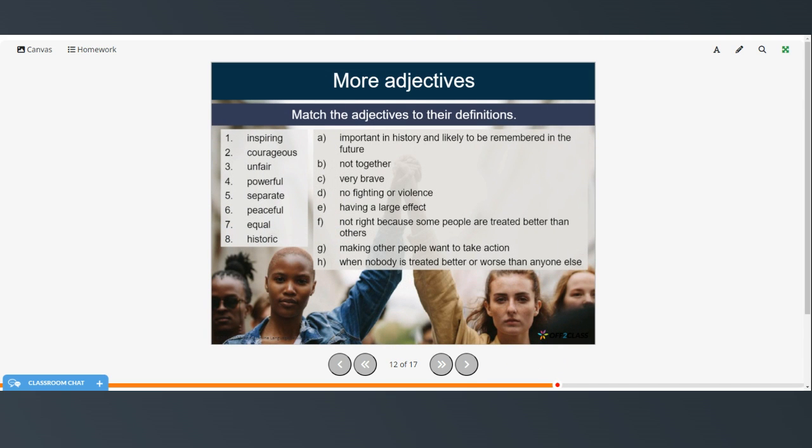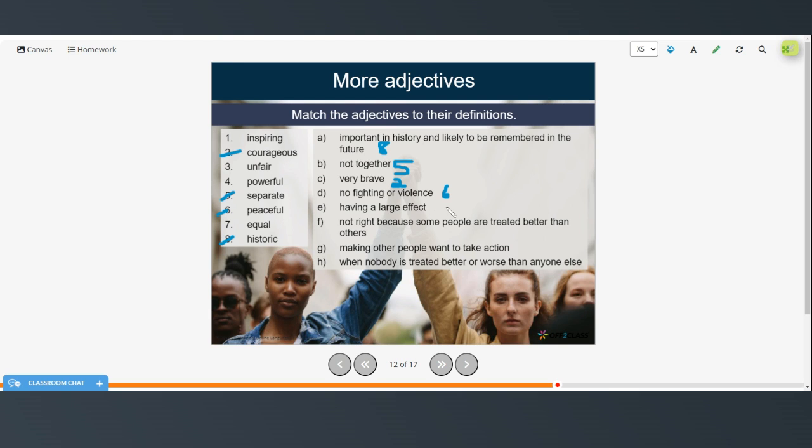All right, now we'll look at some additional definitions. So again, you can pause the video, try these on your own, and then restart when you're ready to check your answers. Okay, so important in history and likely to be remembered in the future, that would be number 8, historic. Not together would be number 5, separate. Very brave is number 2, courageous. No fighting or violence is number 6, peaceful.